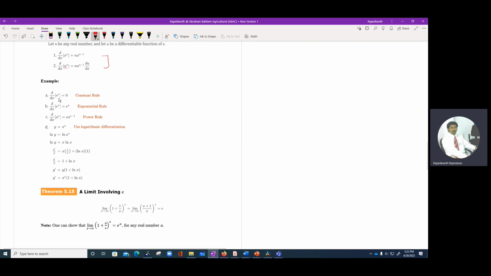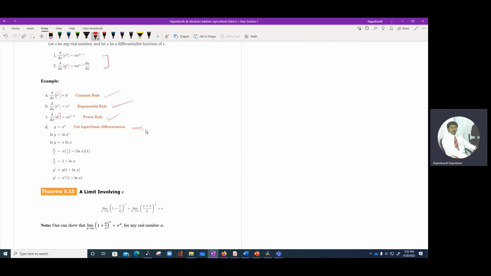Now the derivative of e to the power e is 0 because it's all constant. Derivative of a constant is 0. The second one, the derivative of e to the power x, we know. The first one is the constant rule. The second one we call the exponential rule. The third one is the power rule, because the power is here, which is constant. Okay, so these are the three different scenarios you see when you find the derivative involving exponentials.